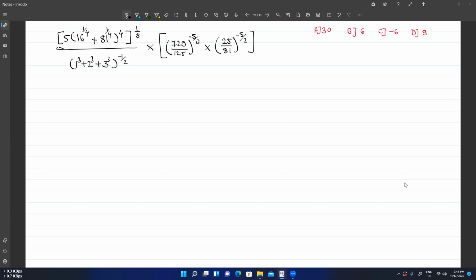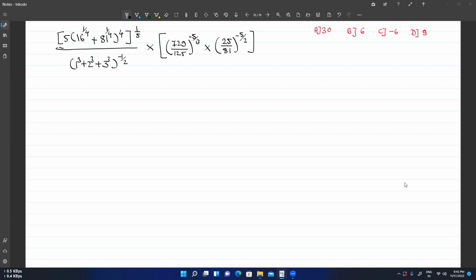So today we have a mathematics Olympiad problem over here and we have to simplify this. The options of this particular problem are given as A 30, B 6, C minus 6 and D 9. Let's see what the problem is.